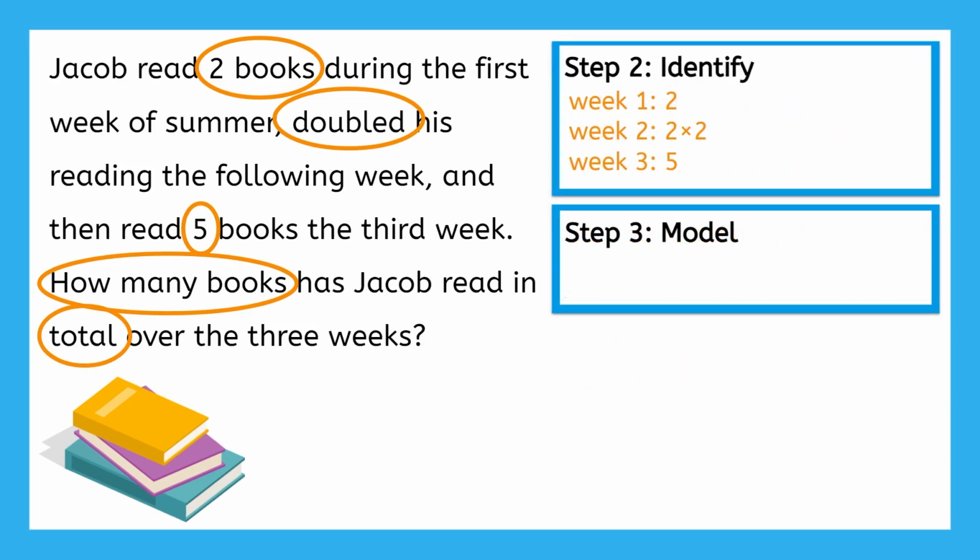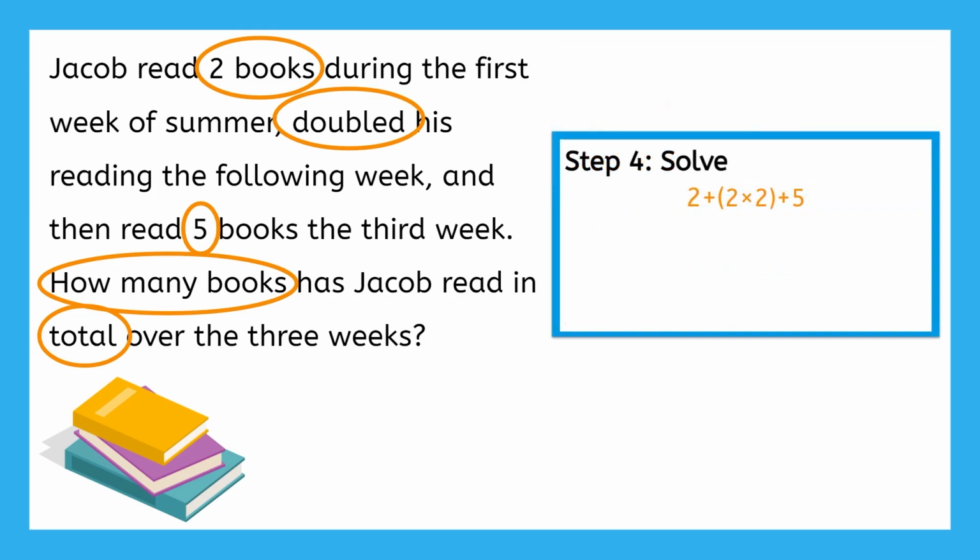Step 3, model. We need to add up his reading from each week, so our expression is 2 plus the quantity of 2 times 2 plus 5. And step 4, solve. 2 times 2 equals 4. 2 plus 4 equals 6. And 6 plus 5 equals 11. 11 what? 11 books. Make sure you included those units. Great job.